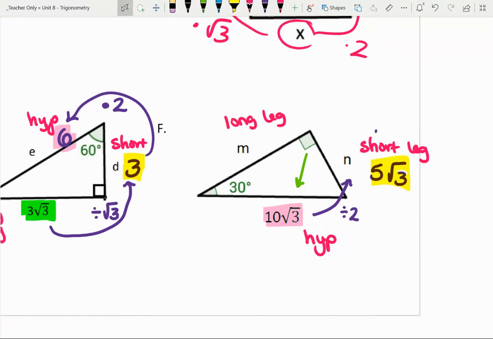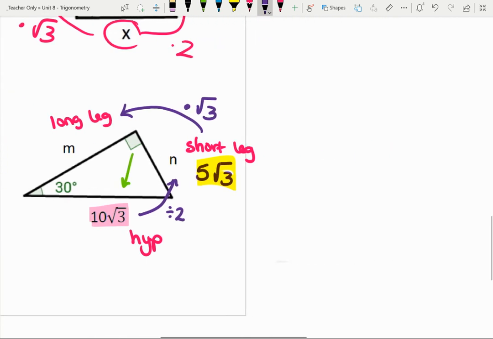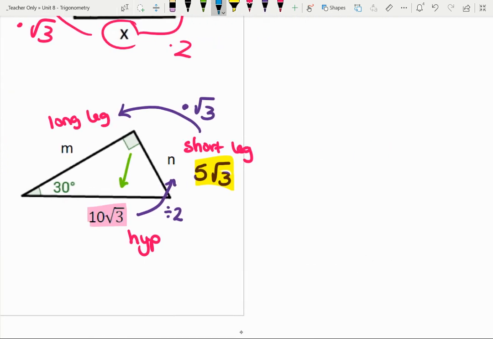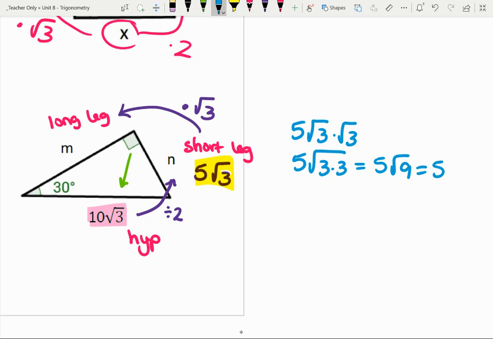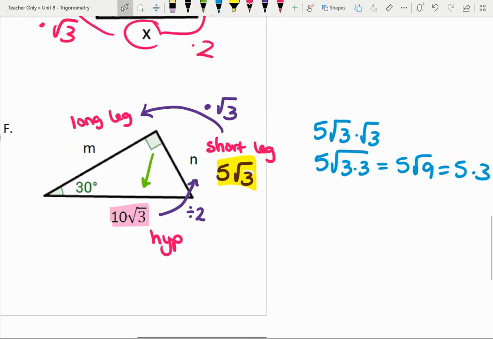Now I can go quickly from the short leg to the long leg by multiplying by the square root of 3. And again, I'm just going to do a little bit of my side work here. So I've got 5 root 3 times root 3, which is 5 times the square root of 3 times 3, which we've already seen before, is 5 times the square root of 9, or 5 times 3, right? The square root of 9 is still 3. 5 times 3 makes this a length of 15.